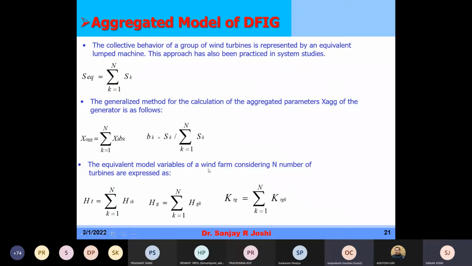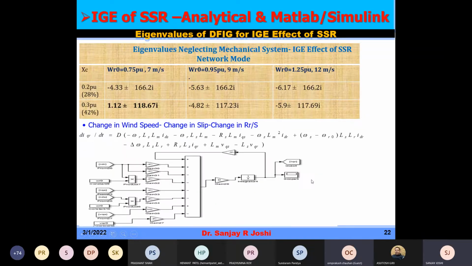The equivalent model variables, considering the n number of turbines, HT, HG, and KTG, are given here, right? So let's now run the case study on the second study system. The first system tells you that corresponding to 7 meter per second, the wind speed in PU is 0.75. So first we will run the case with 0.2 PU of the XC, and then we will run the case with 0.3 PU.